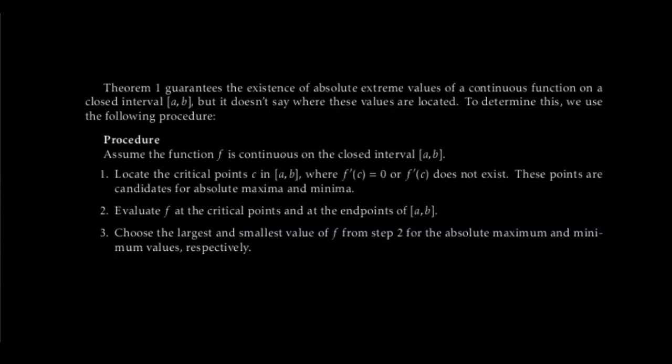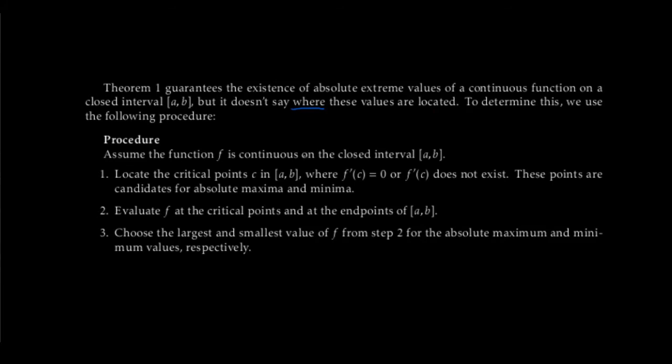So we'll get on to more examples in just a moment here, but let's talk about our strategy for determining local maxima and local minima, and absolute maximums and absolute minimums. So we know that theorem 1 guarantees the existence of absolute extreme values of a continuous function on a closed interval from a to b, but it doesn't say where these values are located. That is, the extreme value theorem tells us that every continuous function has an absolute maximum and an absolute minimum on any closed interval. To determine where they are, we're going to use the following procedure.